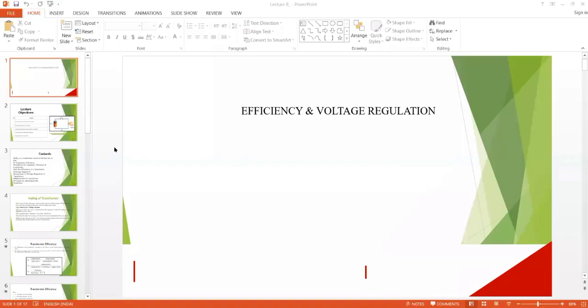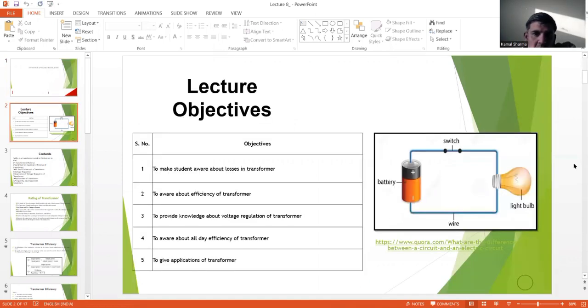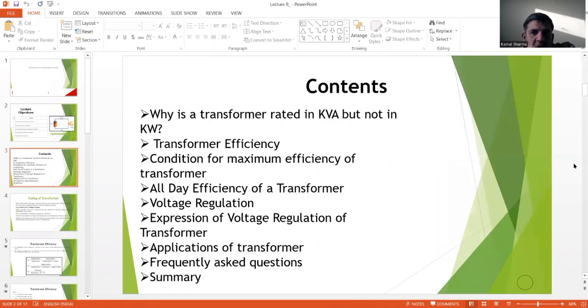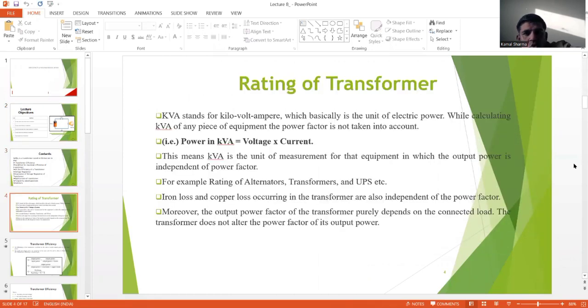So now we have another topic, that is efficiency and voltage regulation. Again, very, very important. Normally, the transformer has maximum efficiency because it is a static device. So what we are going to discuss is the transformer rating, kVA, efficiency, and frequency portion.